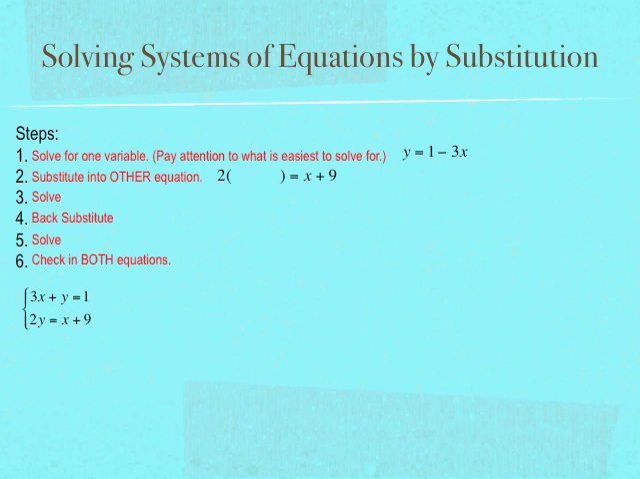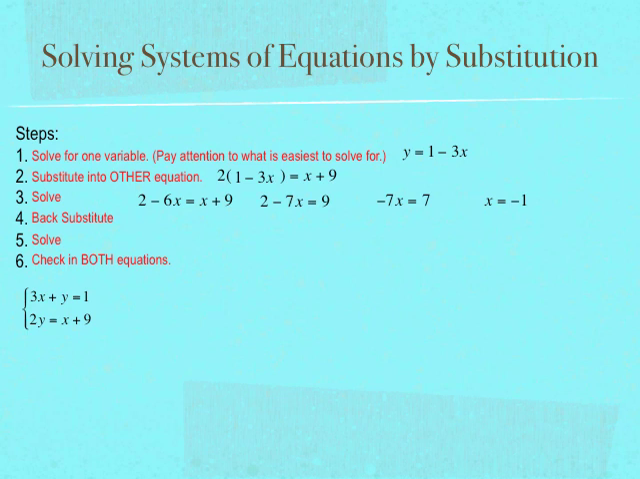Now, the first step, I had y equals 1 minus 3x. That big old space is where y was, so I'm going to plop 1 minus 3x right there. All right, now I solve. I just have one equation and one variable. So I distribute, get 2 minus 6x equals x plus 9. Variables on one side by subtracting x from each side. Numbers on the other side by subtracting 2 from each side. Get x by itself, divide at the very, very last step, and we get x equals -1.